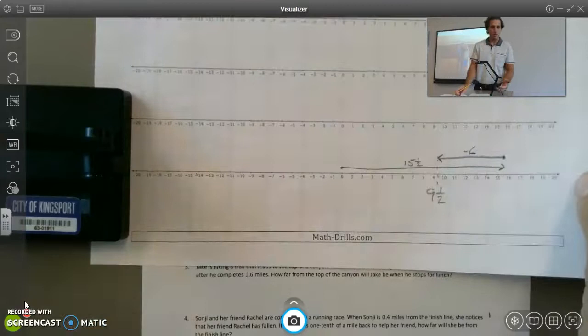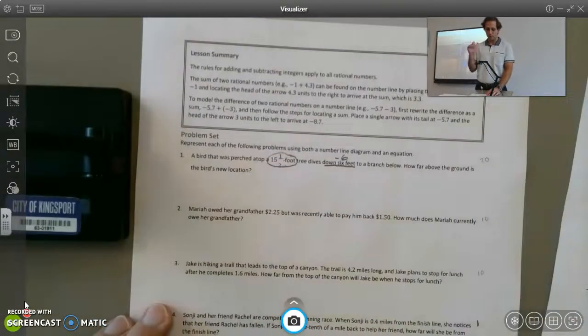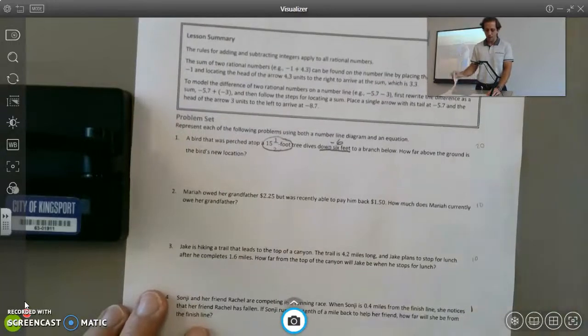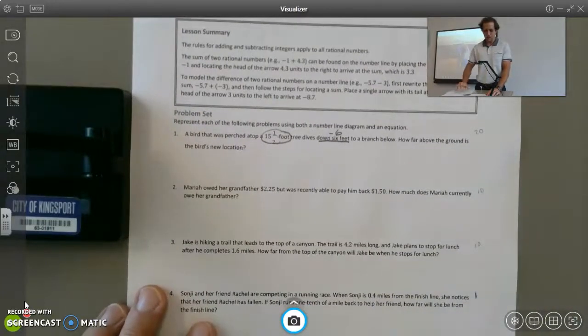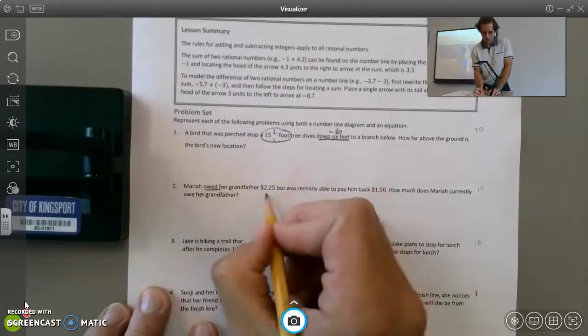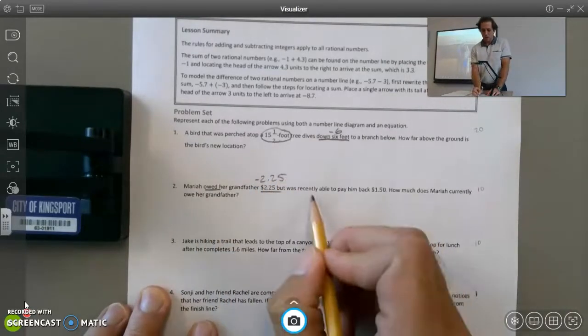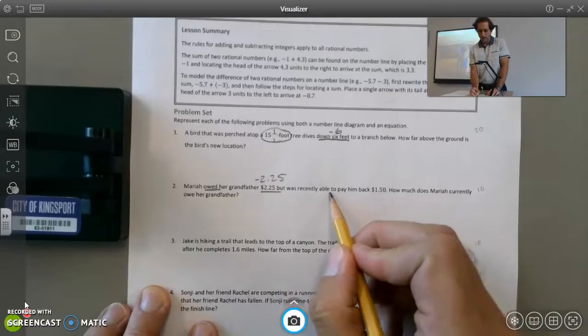Would have been nice to do that on a vertical number line, possibly, because you're talking about height or elevation that the bird's at. Okay, number two, we're going to talk about Mariah. She owed her grandfather $2.25. Owed $2.25. That sounds like a negative number to me. And she was able to pay him back $1.50.